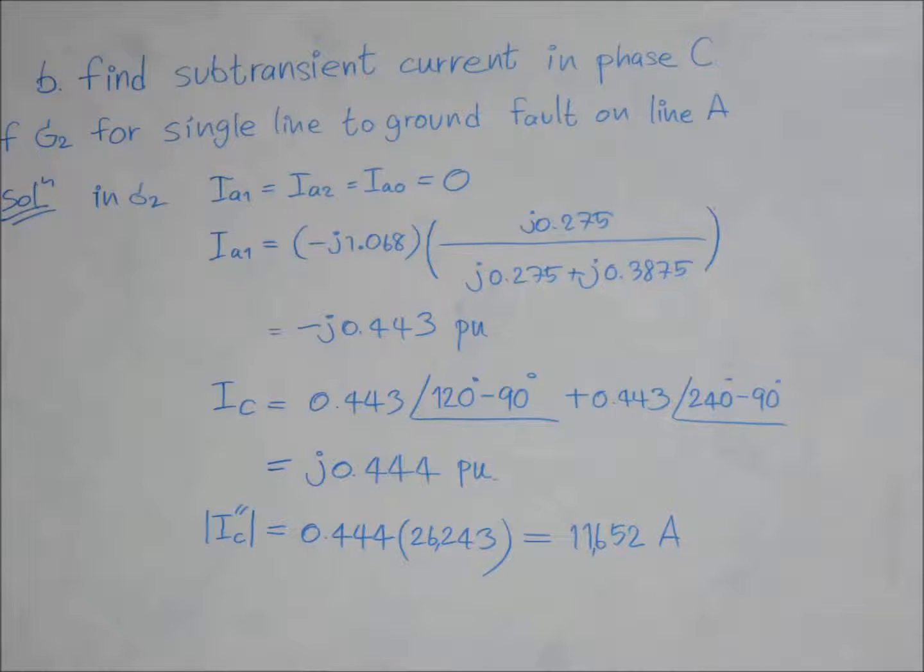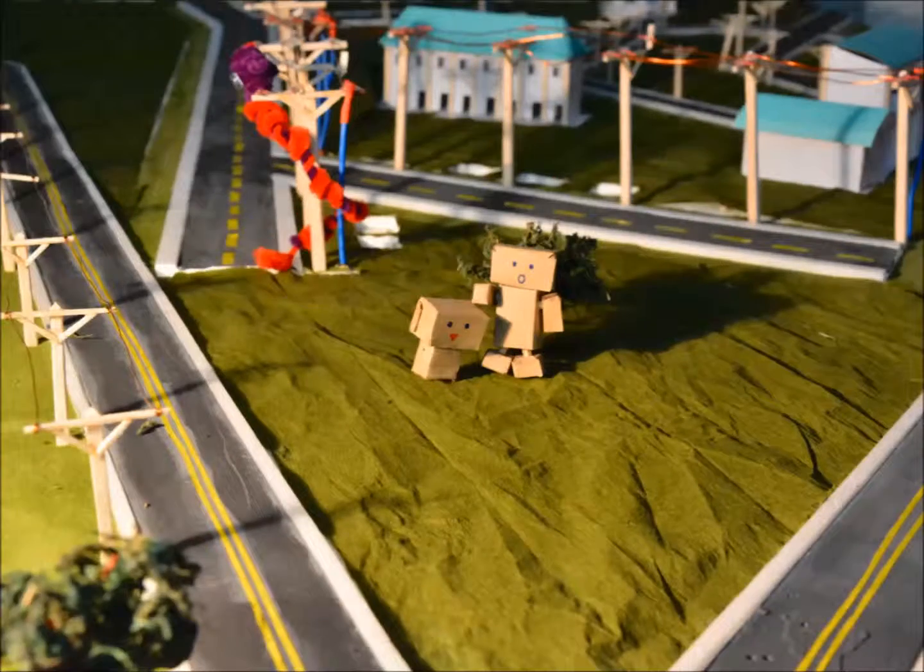In generator 2, sequence currents: positive sequence equals negative sequence, and zero sequence equals 0. Positive sequence current equals minus j 0.443 per unit. Current at phase C equals j 0.444 per unit. Subtransient current at phase C equals 11.65 kilo amp. Do you understand?